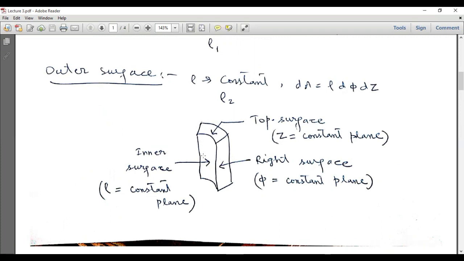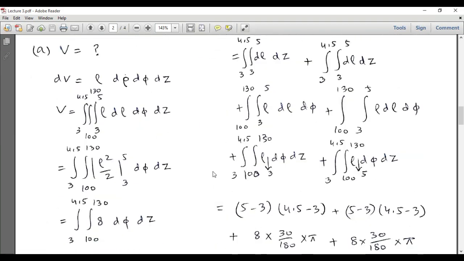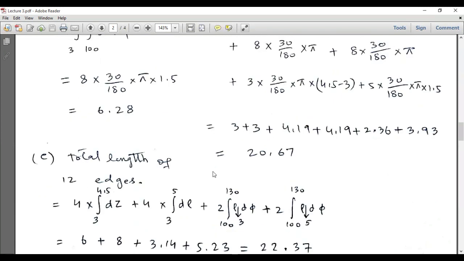So there are four edges along the z-axis. Similarly, there are four edges along the rho axis. So this is the rho axis, this is second, this is third, and there will be the fourth one. Similarly, there are four edges along the phi axis. So this is phi, this is one, this is two, this is three, and here will be the fourth edge along the phi. So we can easily calculate the length of all the 12 edges.